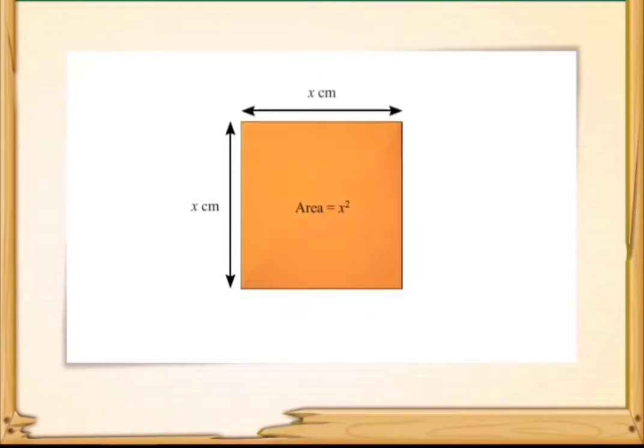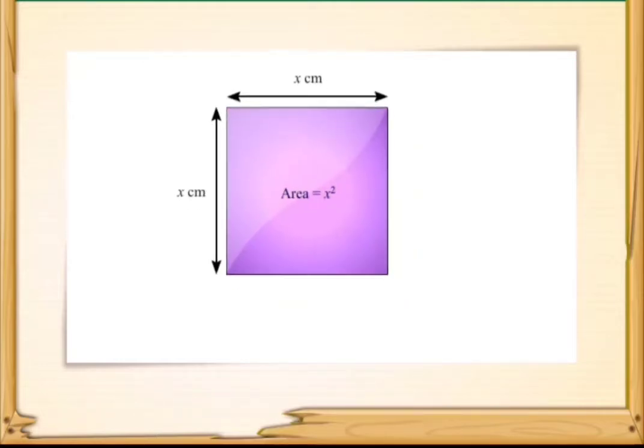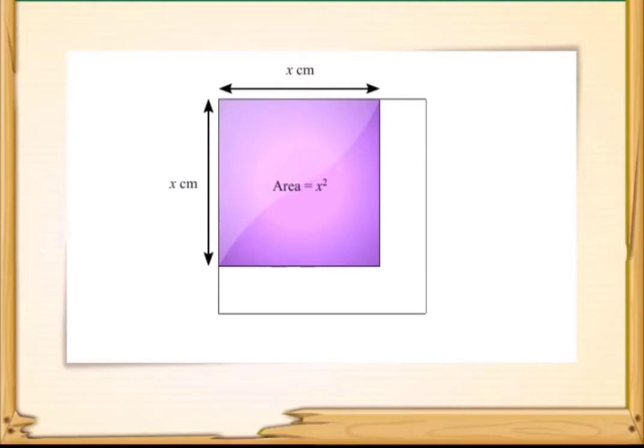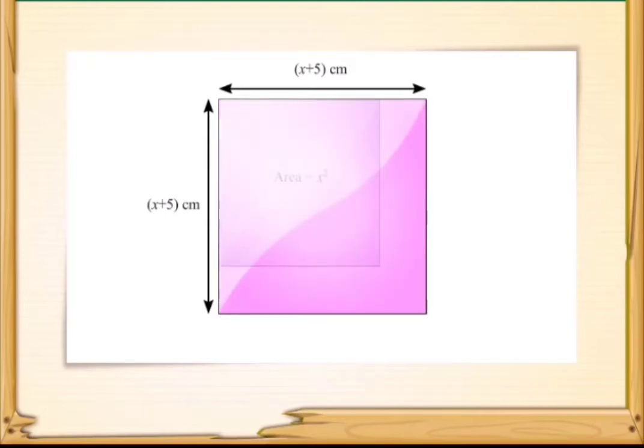Look at the square shown here. Its size is unknown, so let its sides be x centimeters to find the area of the square. The area of the square is equal to x squared. If we increase each side of the square by 5 centimeters, the sides of the new square will be x plus 5 centimeters. Therefore, the area of the new square will be (x plus 5) whole squared.